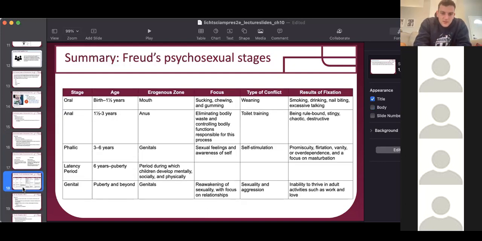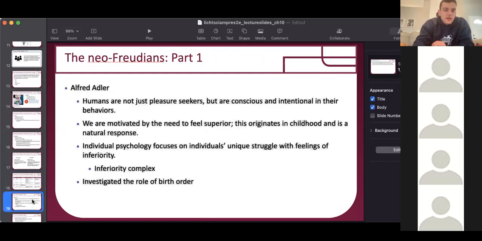Okay, so you can see those two reflected here. Latency period is not that important because really nothing happens. But just remembering when that happens. And so from age 6, the end of the phallic stage, until puberty. And then again, genital stage is by far the longest one because that goes from 18 until you die. So that is sexual reawakening. Result of fixation is inability to thrive in adult activities such as work and love. So once we start interacting with others, we're going to begin to have problems.